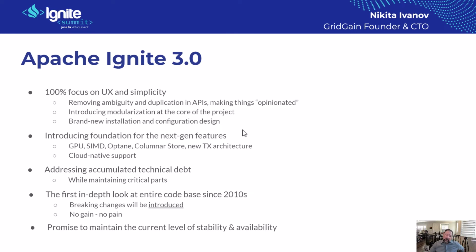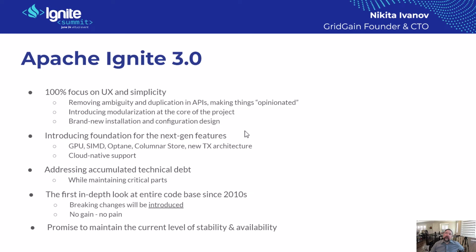Ignite 3.0, besides features, and there are quite a few new directions, if you read through the dev list of the community, is really focused on removing ambiguity and duplication in the APIs, making things opinionated, introducing materialization, and brand new installation and configuration, all kind of changes, sometimes backward incompatible, but they all strive to achieve the goal of simplifying the initial usage and overall usage of Apache Ignite. This is probably the most important thing we're trying to do with Ignite 3.0.